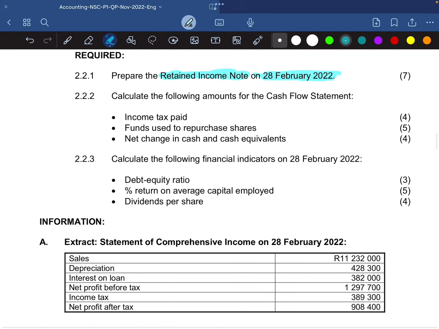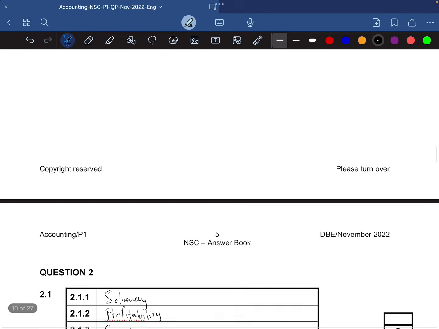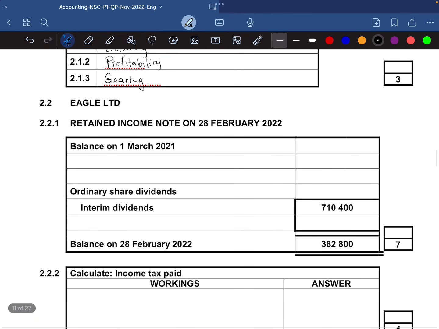So what we need for our retained income note, let's just quickly check it out on our retained income note. So if you've watched previous videos, what I like to do first is just to populate the retained income note, because I know what I need to fill in. All right, so here I know that I have the net profit after tax, and then here there's definitely repurchase of shares, and then here I have final dividends, so that even if I panic or something happens, I can quickly remember what I need to fill in.